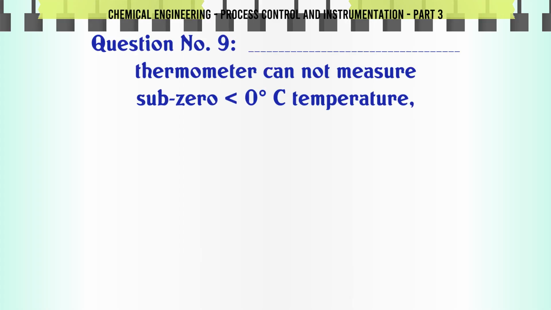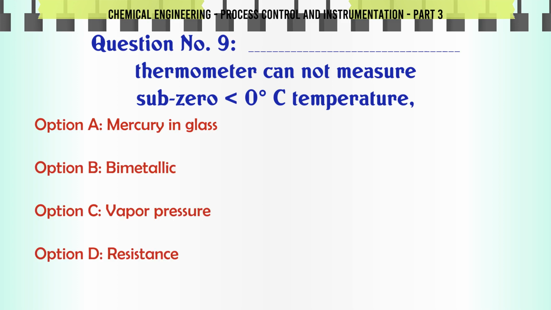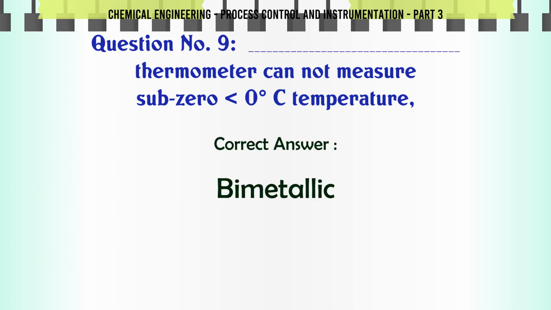Which thermometer cannot measure sub-zero temperature? A. Mercury in glass, B. Bimetallic, C. Vapor pressure, D. Resistance. The correct answer is bimetallic.